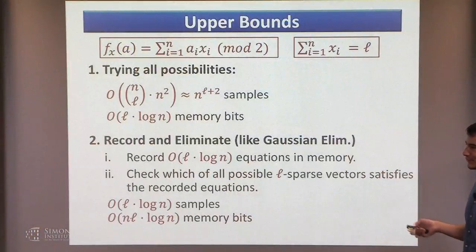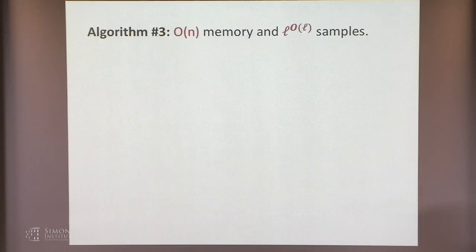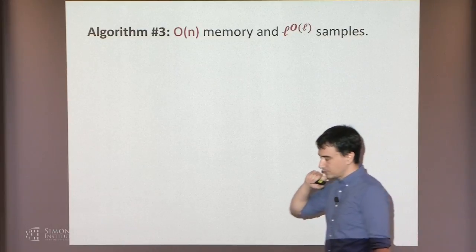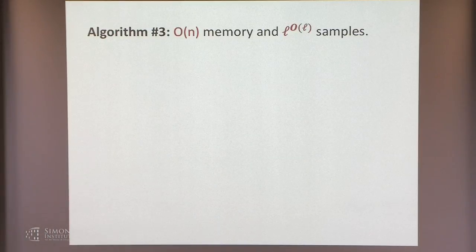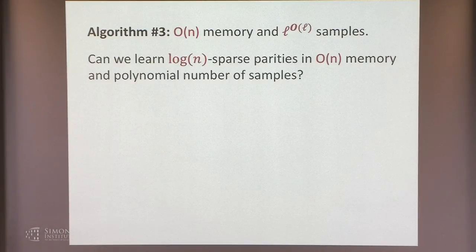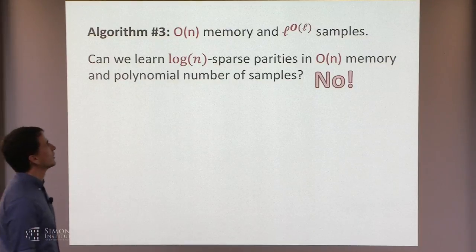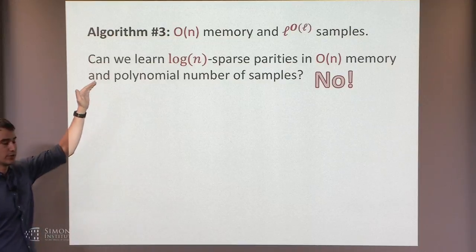Once we realized the algorithm, we realized the bug in the proof, and we tried to fix it. Okay, so if you insist on linear memory, we could find an algorithm that runs in L to the L number of samples. And then we asked ourselves, we found this algorithm, maybe there are others. In particular, we were interested in the case of L equals log n. Can you do it with linear memory and a polynomial number of samples? This is what we considered efficient. And the answer that we gave is that this is impossible. In fact, if you insist on linear memory, this algorithm is more or less tight.